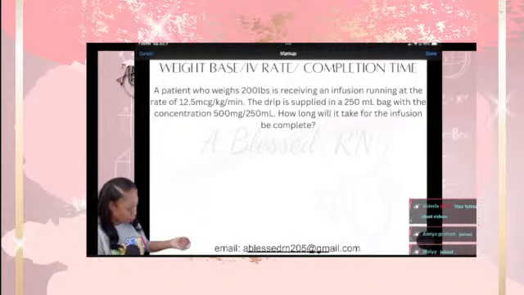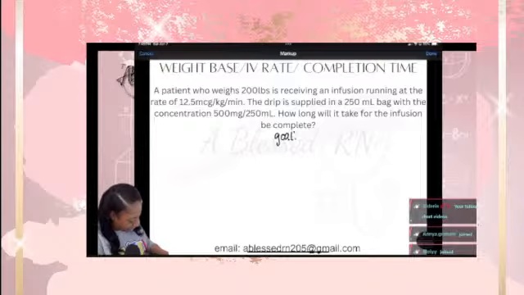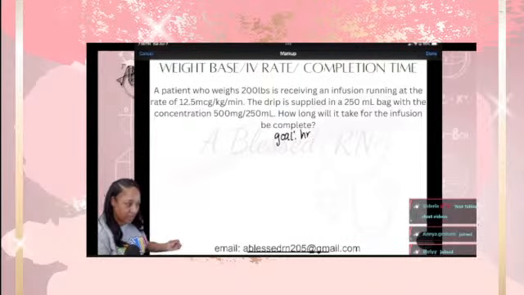Okay, it says how long. So what is that? That's time, right? So we're going to find hours. That is what we're looking for.